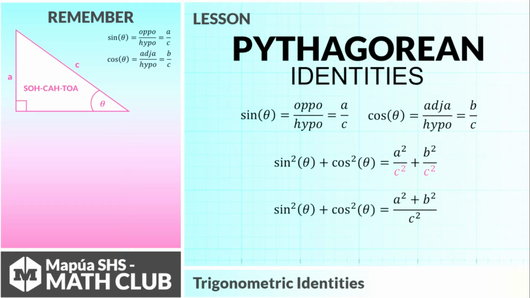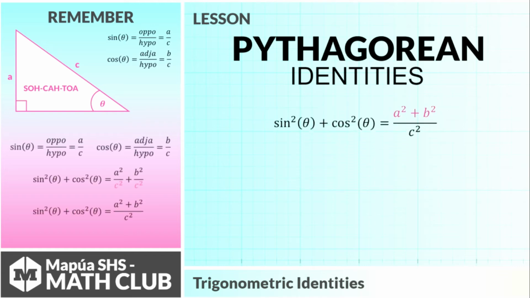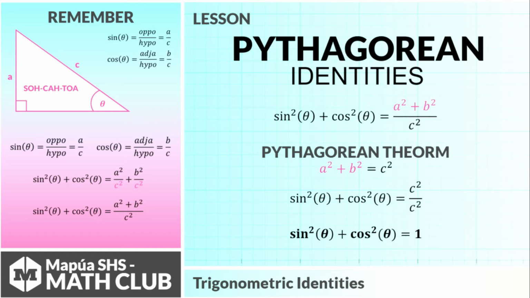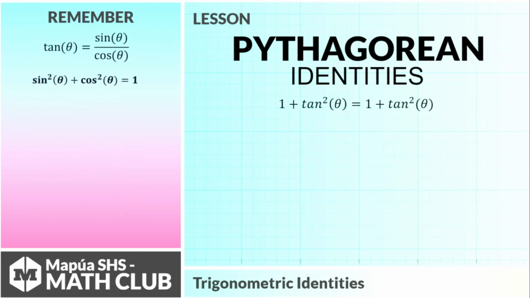By simplifying those, it would become sine squared theta plus cos squared theta is equal to the quantity of A squared plus B squared all over C squared. And what does Pythagoras have to say about that A squared plus B squared? That's correct. It is equal to C squared, based on the Pythagorean theorem. Thus, sine squared theta plus cos squared theta is equal to C squared over C squared, equal to 1. From there, we can derive the other Pythagorean identities.